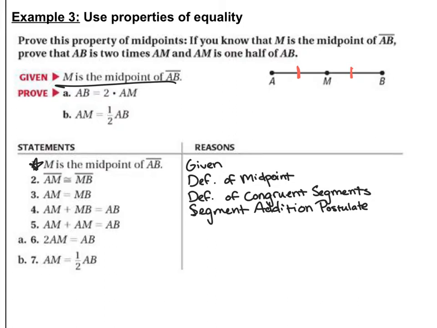Okay, so now I want you to pay very close attention here. This number 5 looks very similar to number 4. There's only one switch. MB has become AM, and that is because up above there we defined that they were equal to each other. So when we do that, we are allowed to substitute into any problem anything that is also equal. So this is the substitution property of equality.